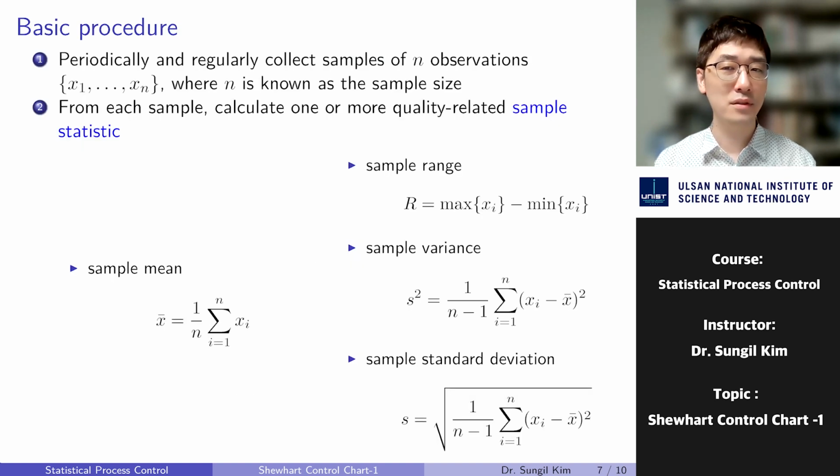Now let me introduce the basic procedures of the Shewhart control chart. First, periodically and regularly collect samples of n observations, x1 to xn, where n is known as the sample size. And second, from each sample, we calculate one or more quality-related sample statistics. Here, sample statistic means a function of n observations. For example, sample mean is a sample statistic that is associated with mu, while sample range, sample variance, and sample standard deviation are sample statistics that are associated with sigma. We select one for mu and one for sigma.